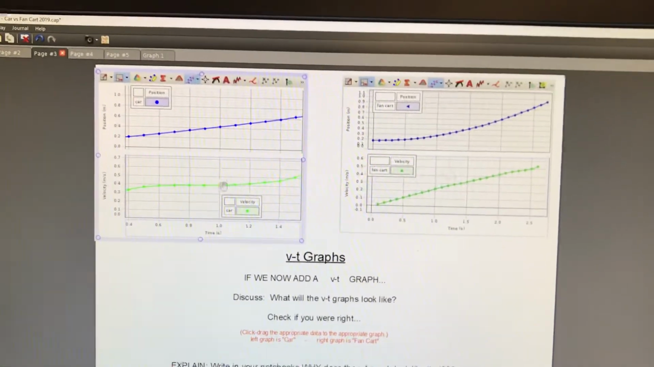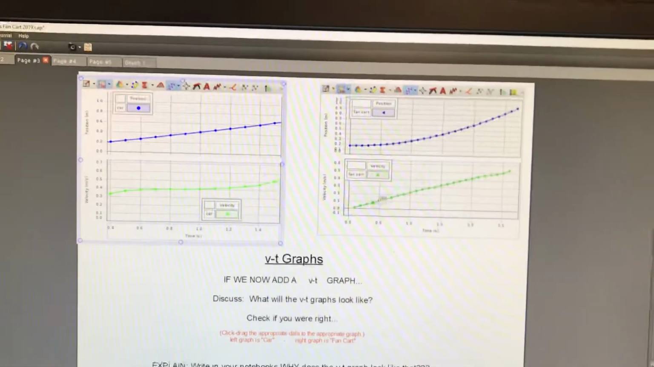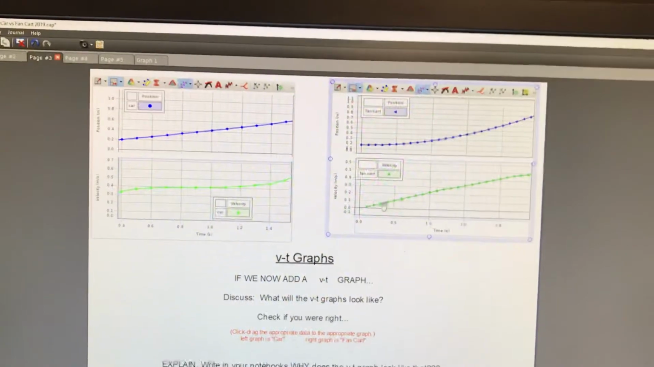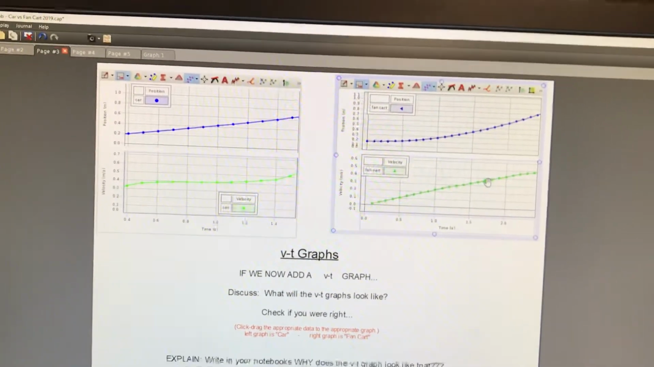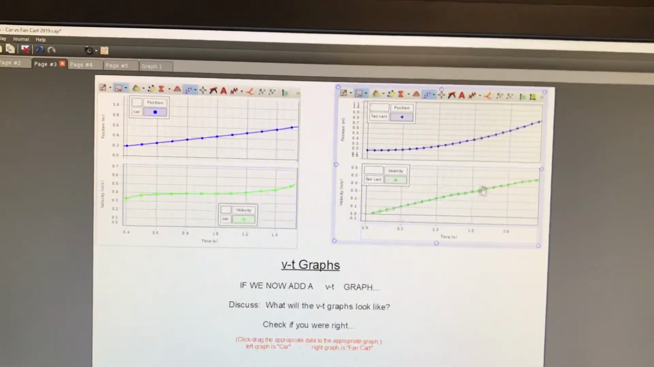And this should also be flat. Flat means my velocity is not changing. Here, this is actually a slope. And that makes sense. It's an upward slope because my velocity is increasing at a constant rate. That fan is super constant, so I have a nice constant acceleration.